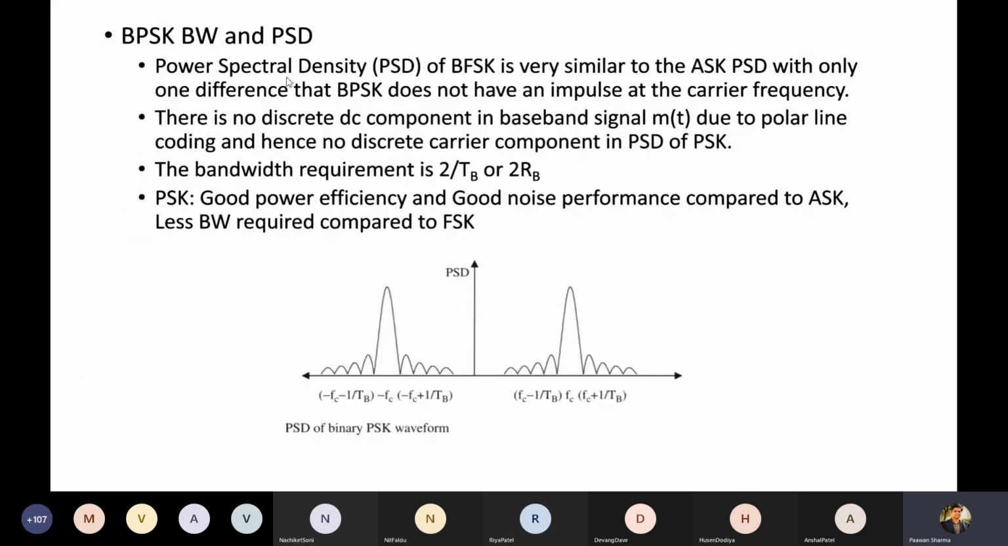When you look at the power spectral density of BPSK, this is BPSK, not BFSK, the PSD of BPSK does not have an impulse at the carrier frequency. Do you all know the significance of negative frequency? Minus FC, what is minus FC? Have you ever questioned? When you are drawing power spectral density, one side is the positive frequency, another side is the negative frequency. What is the significance of negative frequency? Does it really exist? It is more of a theoretical thing. In real life, I don't think it matters.